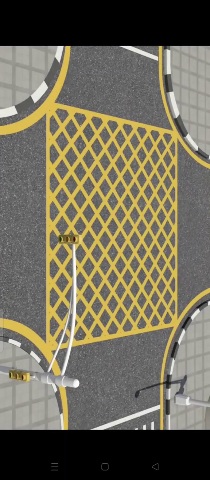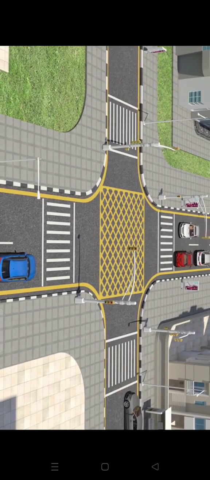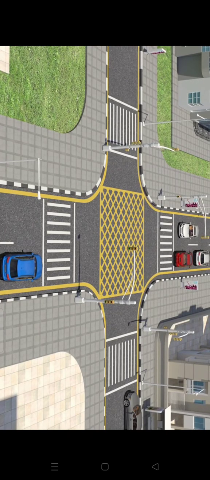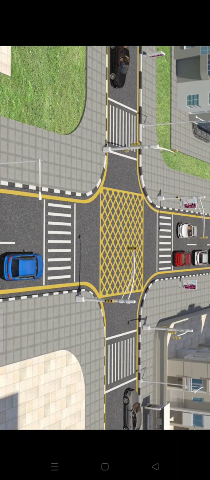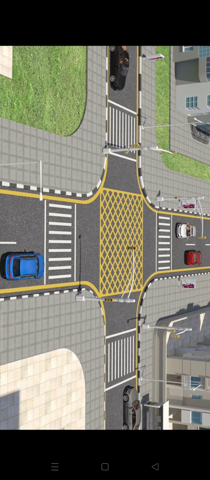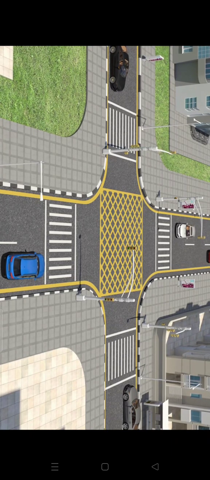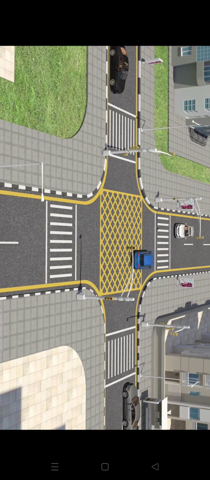No stop on yellow square. The driver is prohibited from entering the yellow square area, except if his lane is clear, even if there's a green light signal that allows him to move. He is strictly prohibited to stop on this area at all times.